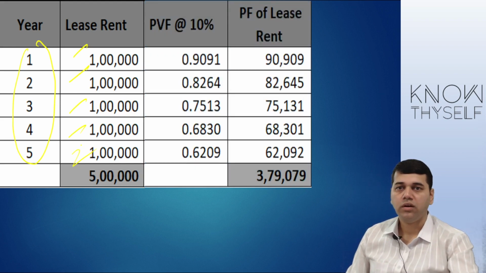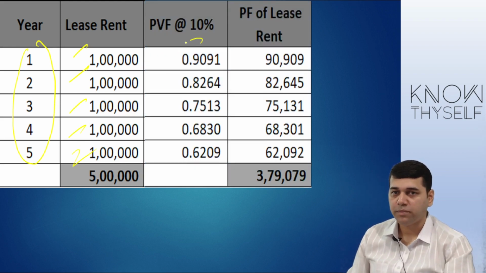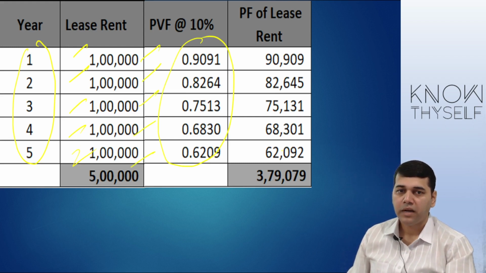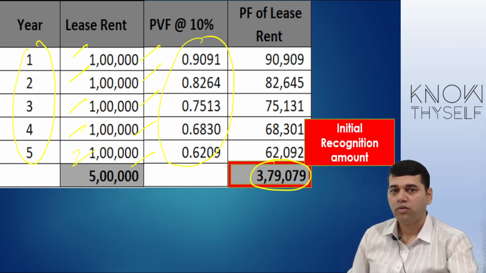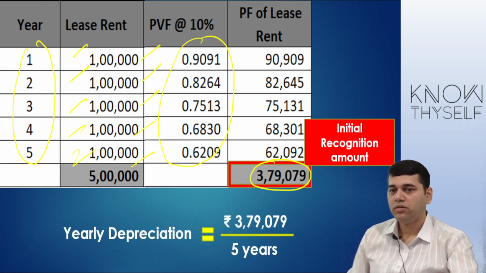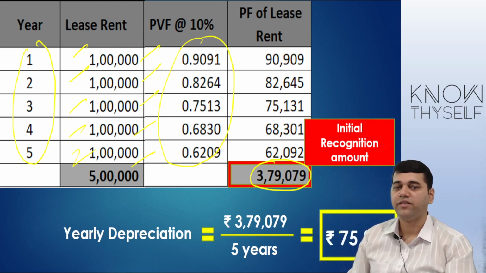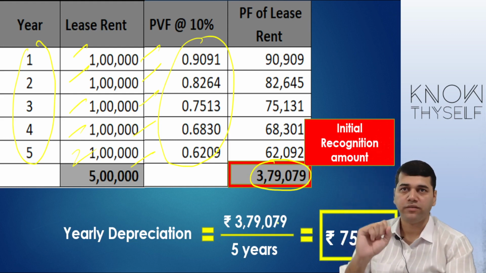Now what you do, you find out the present value of these lease rents, and you pass an accounting entry: ROU asset account debit to lease liability, 3,79,000. Followed? This is the initial recognition. Now, yearly depreciation will be 75,816. The 3,79,079, you are going to depreciate for the next 5 years.